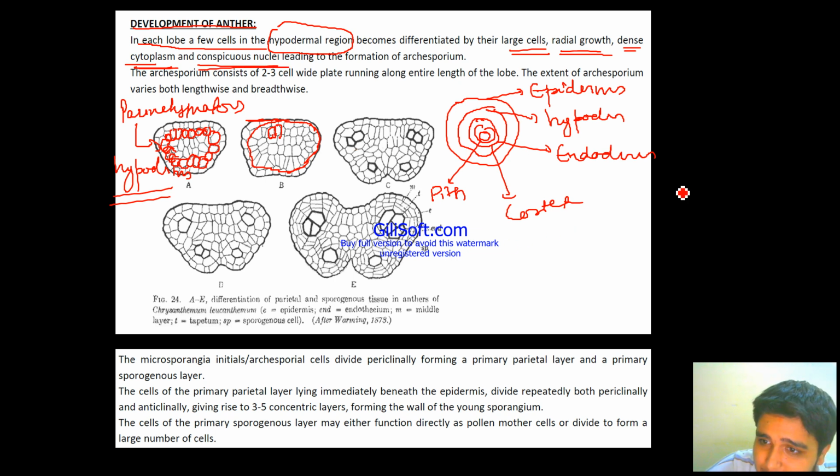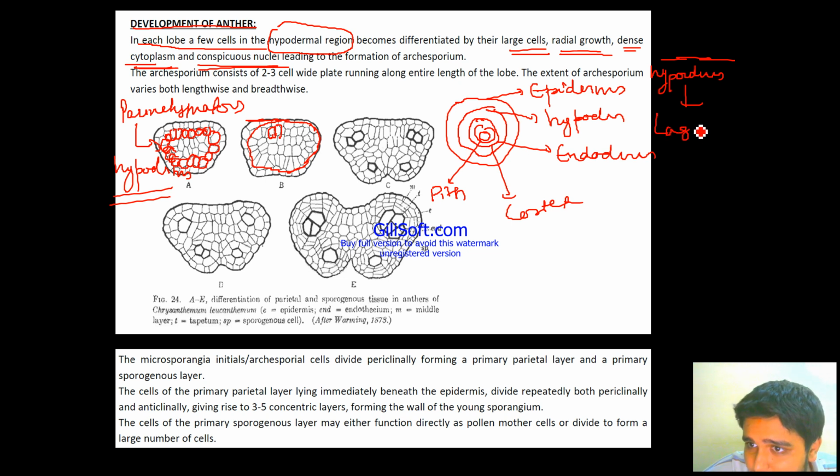The hypodermal cells, it must be hypodermal, it must be a large cell, and it must have a radial growth. What do you mean by a radial growth? It should be a little elongated. Radial growth, and it should have a dense cytoplasm. What do you mean by dense cytoplasm? This is a kind of cell we are talking about. Cytoplasm should be dense, and the cell wall must be smaller and smaller.